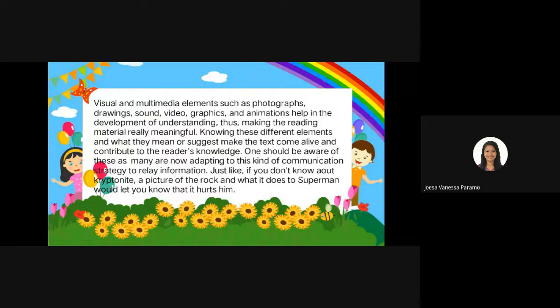Visual and multimedia elements such as photographs, drawings, sounds, video, graphics, and animation help in the development of understanding, thus making the reading materials really meaningful. Knowing these different elements and what they mean or suggest makes the text come alive and contributes to the reader's knowledge. One should be aware of this as many are now adapting to this kind of communication strategy to relay information. Just like if we don't know about kryptonite, a feature of rock, and what it does to Superman, it would let you know that it hurts him.